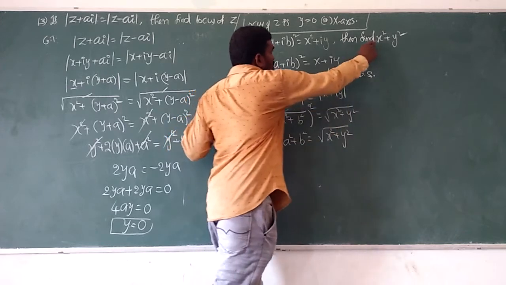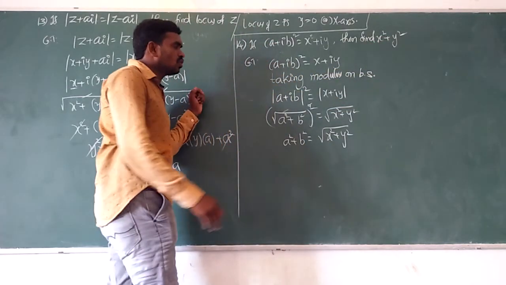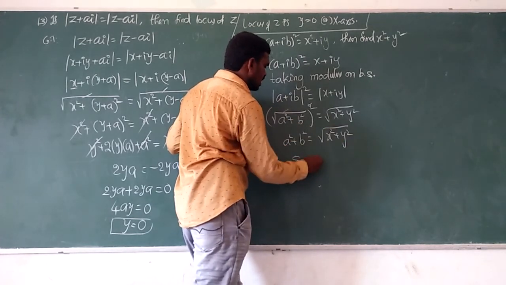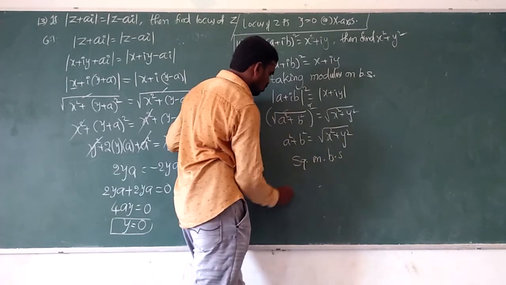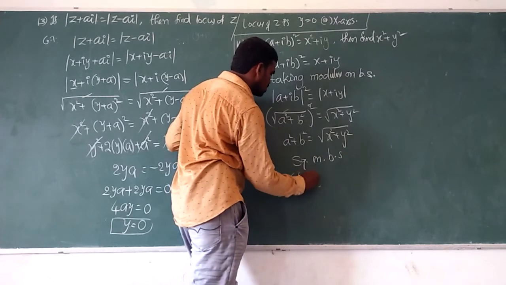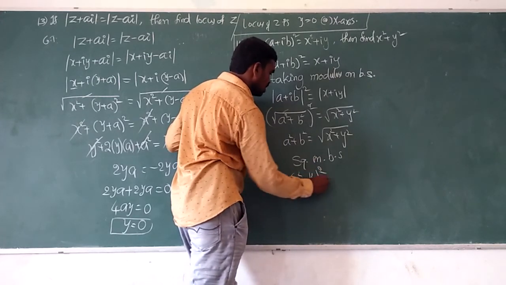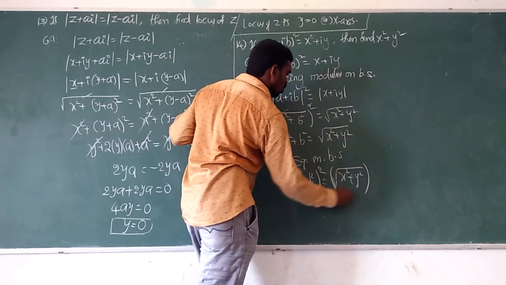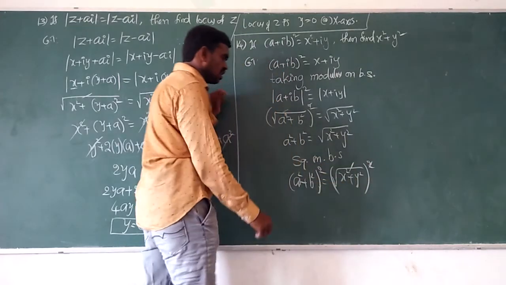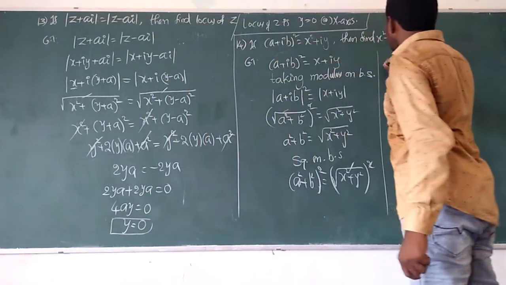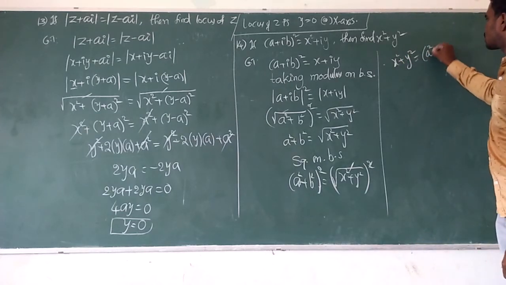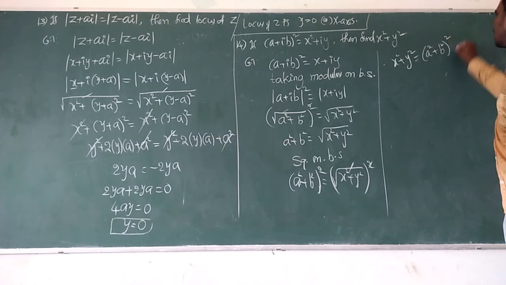Got it? But we want it without root. So to remove the root, squaring on both sides. Therefore a square plus b square whole square is equal to root of x square plus y square whole square. Square and root cancel. Therefore x square plus y square equal to a square plus b square whole square is the solution.